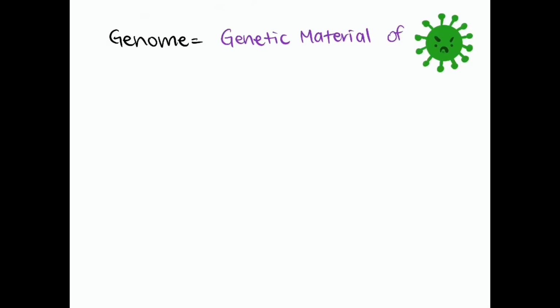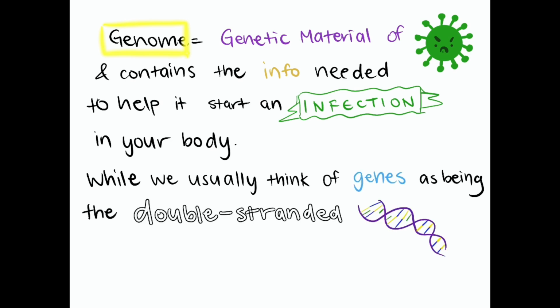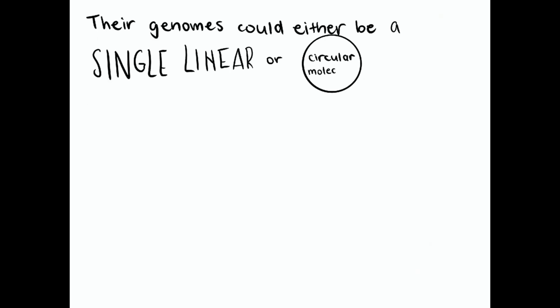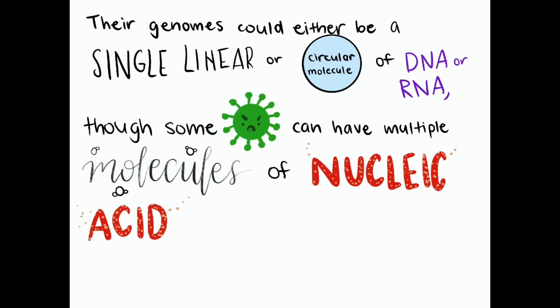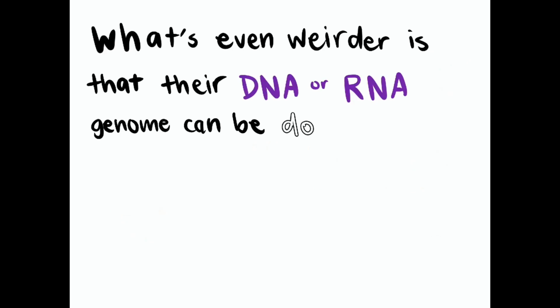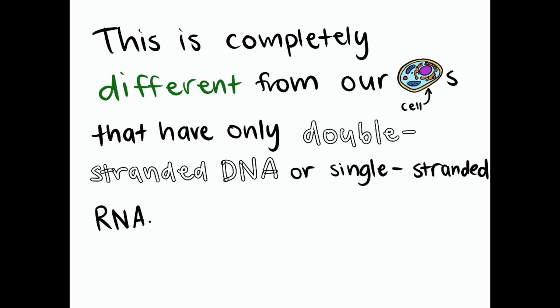The genome is the genetic material of a virus and contains the information needed to help a virus start an infection in your body. While we usually think of genes as being the double-stranded DNA found in your cells, a virus's genetic material doesn't follow this convention. Their genomes could either be a single linear or circular molecule of DNA or RNA, and some viruses can have multiple molecules of nucleic acid. What's even weirder is that their DNA or RNA genome can be double or single-stranded. This is completely different from our cells that only have double-stranded DNA or single-stranded RNA.